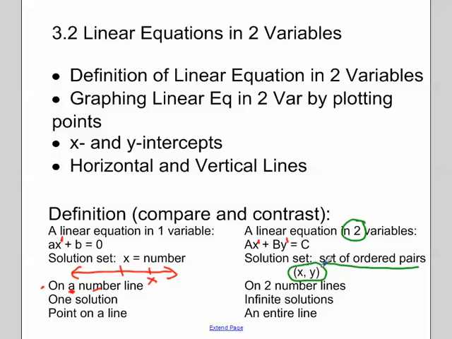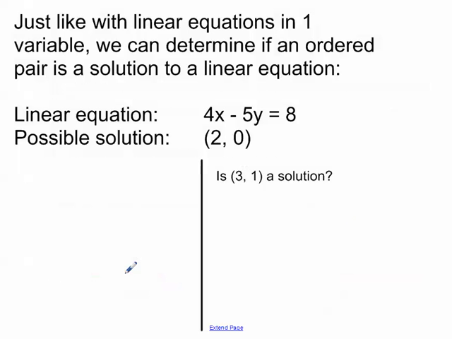So we've got an infinite number of ordered pairs. It's going to have to be on two number lines, because over here, with one variable, we've got x equals a number, which is 1 point on one number line. Over here, we're going to have an x number line and a y number line. We're going to have an infinite number of solutions instead of one, and an entire line instead of just a point on a line. All right, so there's the compare and contrast.